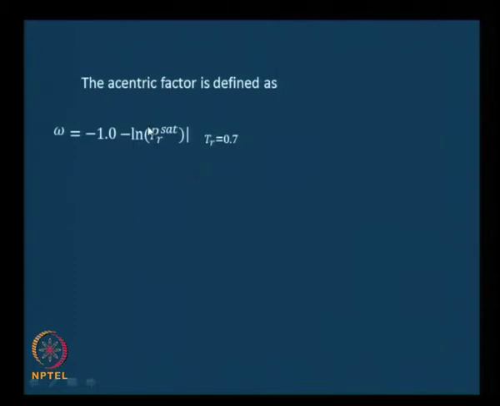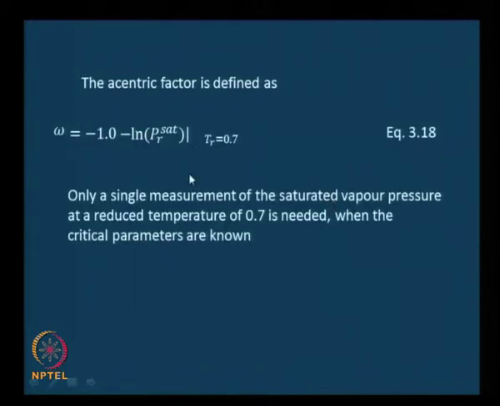And this also is attractive because it involves only one measurement at TR equals 0.7, the vapor pressure. So it is a very simple measurement to find out the eccentric factor. We do not have to do all that. The values of the eccentric factors of most substances that we would need is available in tables. Of course, if and when one needs to generate that data, then you know the basis for generating that data.